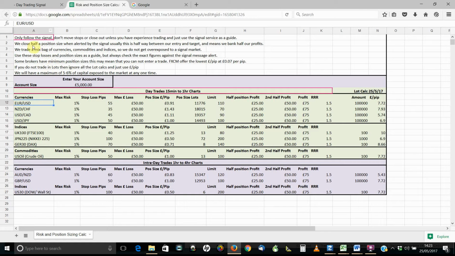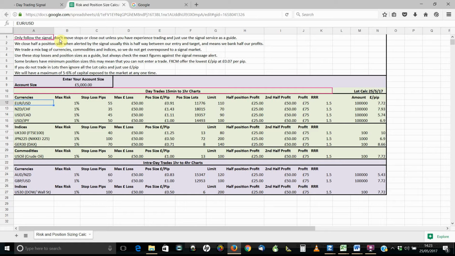So let's just read through the statement first. Only follow the signal. Don't move stops or close out unless you're an experienced trader and just using our signal service as a guide. Okay, so it's really important. We've had a lot of traders that have moved stop losses and been stopped out of a position that's been a winning position, just purely because they're trying to manage the positions themselves.